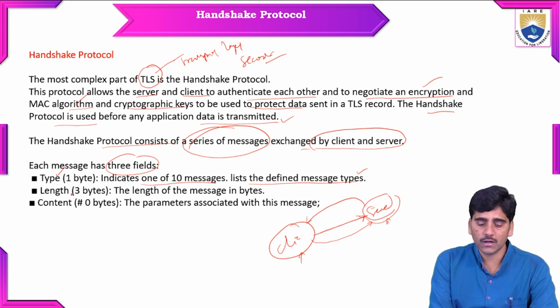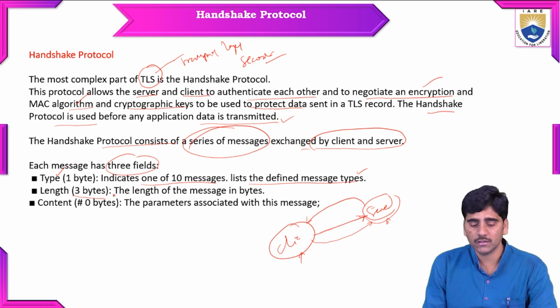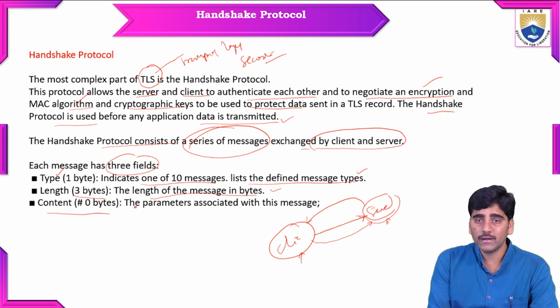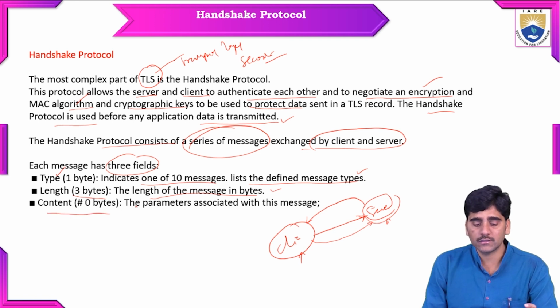And the second one is what? Length, a 3-byte field. It is the length of the message in bytes. And content. Content doesn't have any size in bytes, so it is by default 0 bytes. It holds the parameters associated with this message.